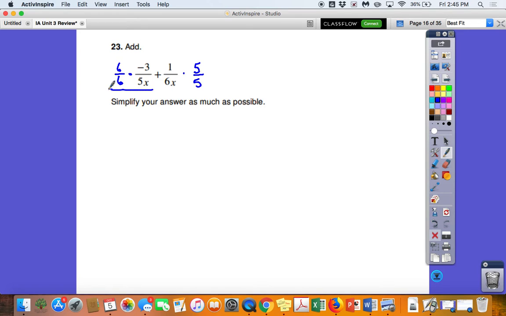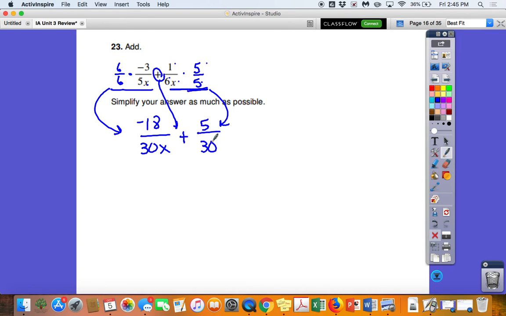On the first one, the first term, that's going to be 6 times a negative 3 is negative 18. And then I got 6 times 5x is 30x. Okay, bring down your plus sign. Now do the other side. 1 times 5 is 5. 6x times 5 is 30x. Now, that was our little devious plan. Now our denominators are the same. So you want to do it as a common denominator.